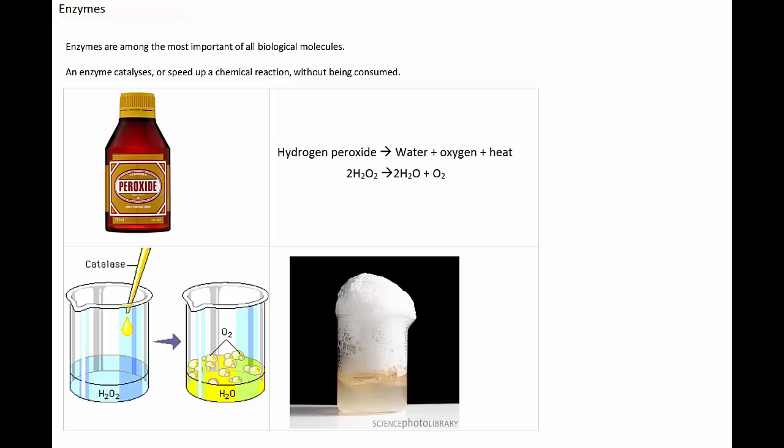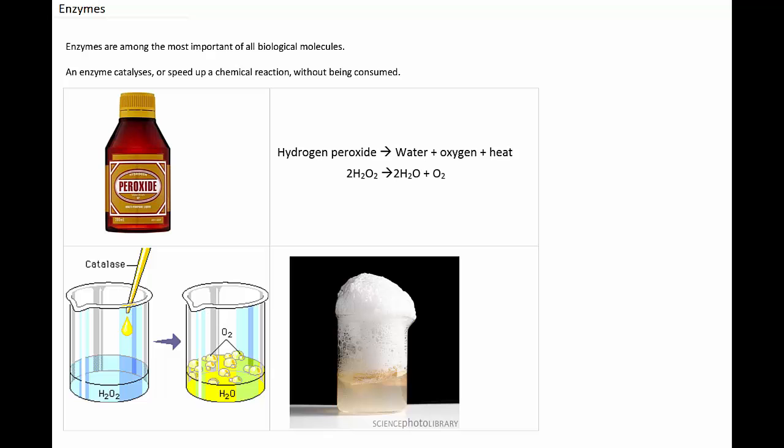Enzymes are among the most important of all biological molecules. I always joke with students that if you're unsure of an answer to a question on a biology exam, if you write something about enzymes, you're probably going to get some partial marks for that because that's how important enzymes are. So, what is an enzyme?